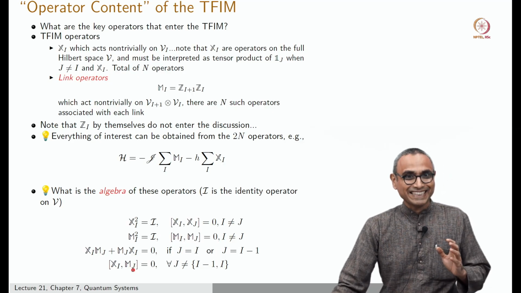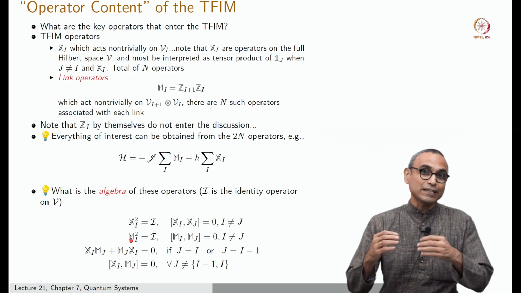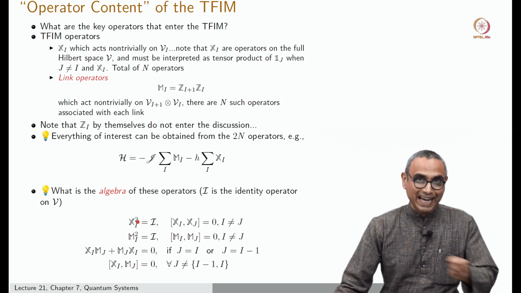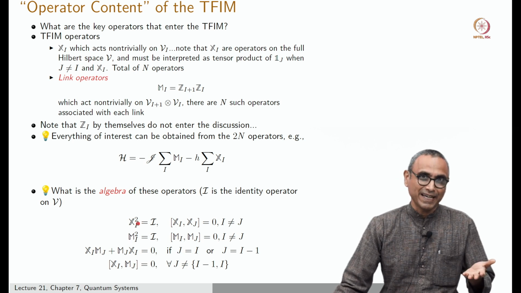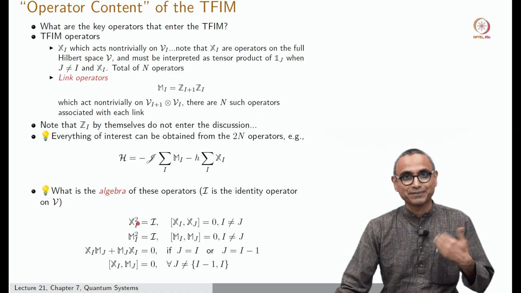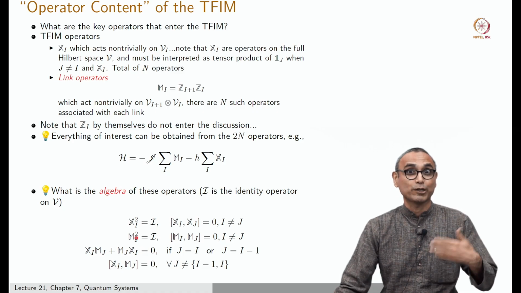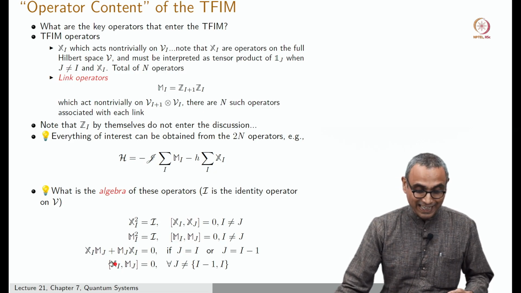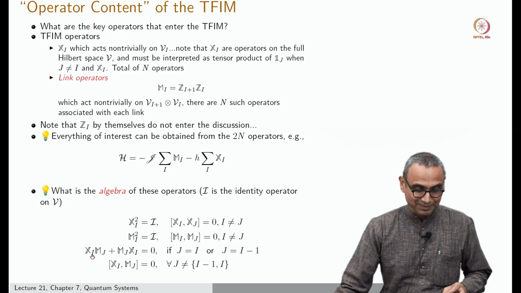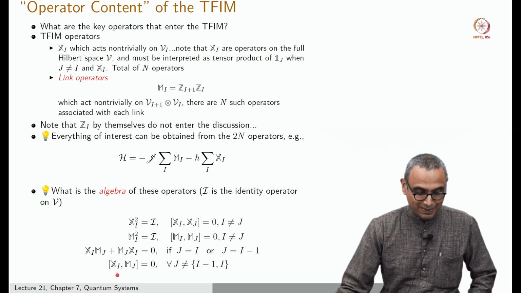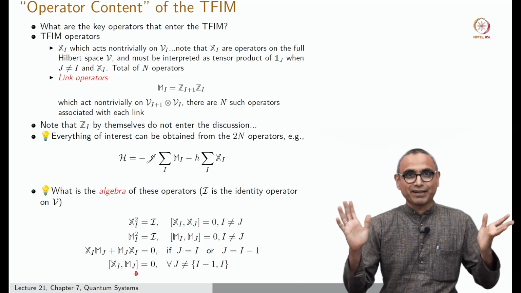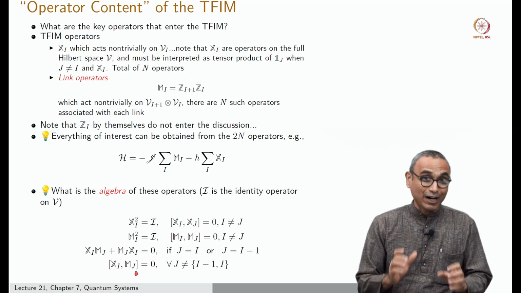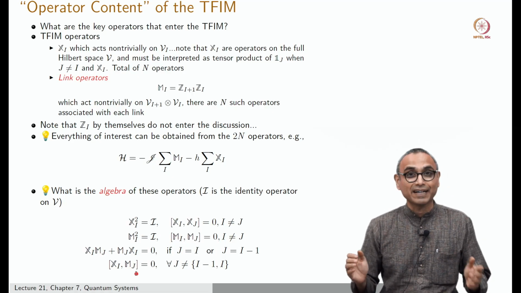So now you can see that what I have here is a set of objects which have certain algebraic properties. There are n objects we call x. There are n other objects which we call m, both of which square to identity, and if you have labeled them in some way, they have a certain anti-commutation relationship when the labels are close by, and they commute when they are far away. So this is the operator content of the transverse field Ising model.